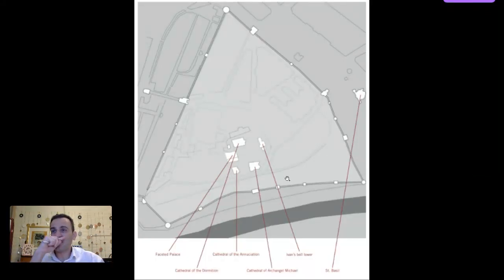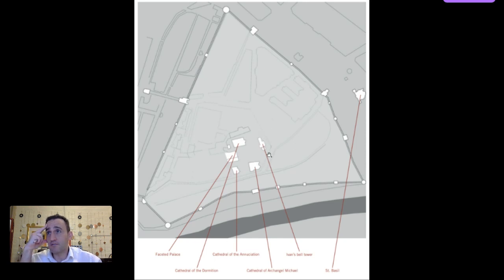Okay, so we're going to look at these five buildings, and I'll do them in, I think, the order that we're going to look at them. The Cathedral of the Dormition. We're not going to look at Ivan's bell tower, but we'll see it in the background of some of the images.